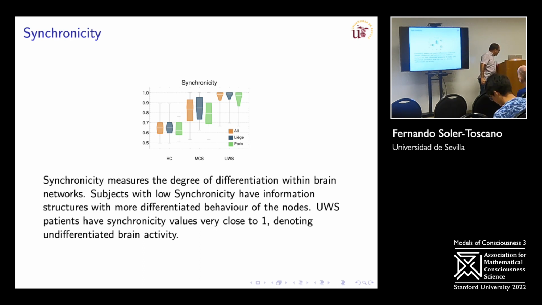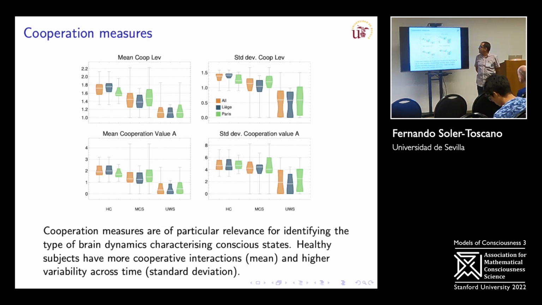And finally, cooperation. Well, cooperation measures the strong interactions between brain networks and the ability to activate one network because of the activity and the cooperation of another network or a set of other networks. And we see that healthy controls have higher levels of cooperation than patients with impaired consciousness.